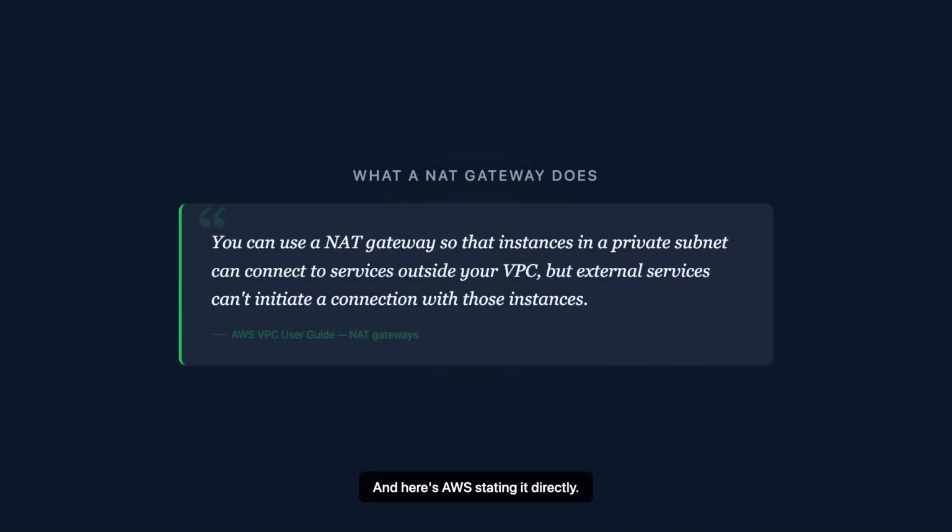And here's Amazon Web Services stating it directly. A NAT gateway lets instances in a private subnet connect to services outside your VPC, but external services can't initiate a connection back to those instances. That second half is the whole point. Your private instances get to reach the internet for what they need, while staying invisible to anyone trying to reach in. This is the answer to one of the most common networking questions you'll face. How does a private instance get to the internet?